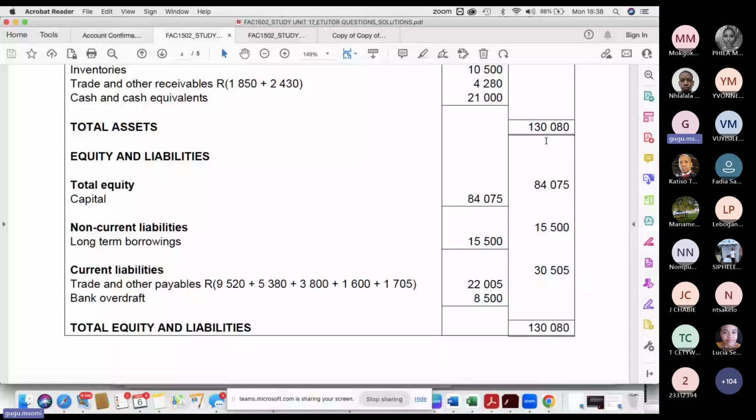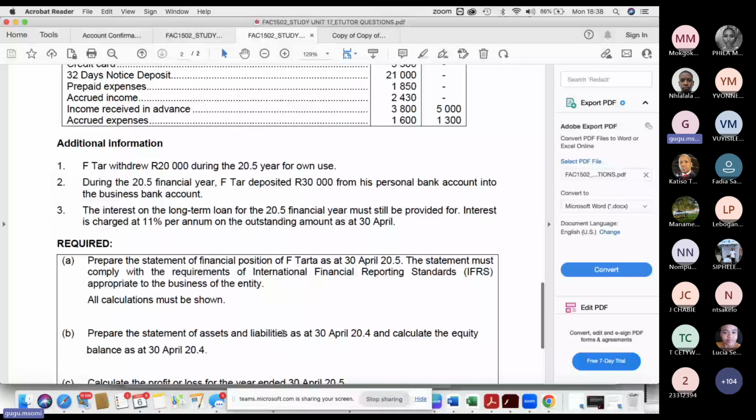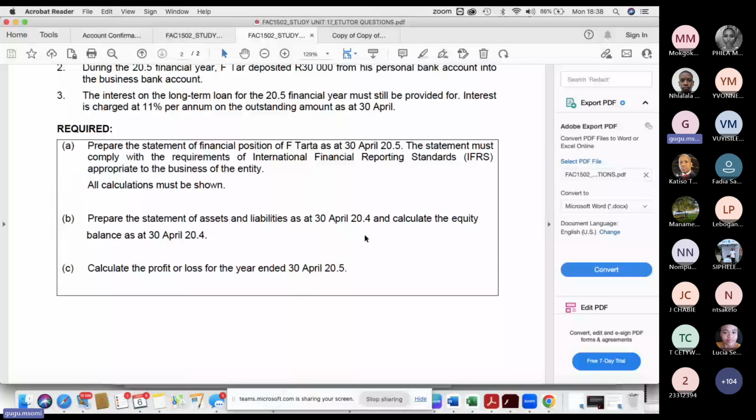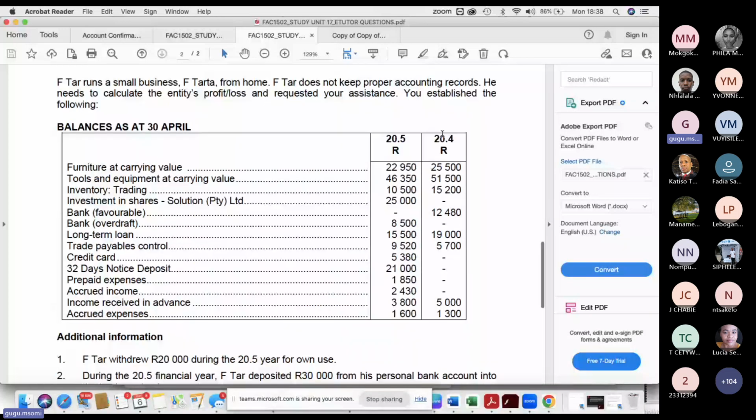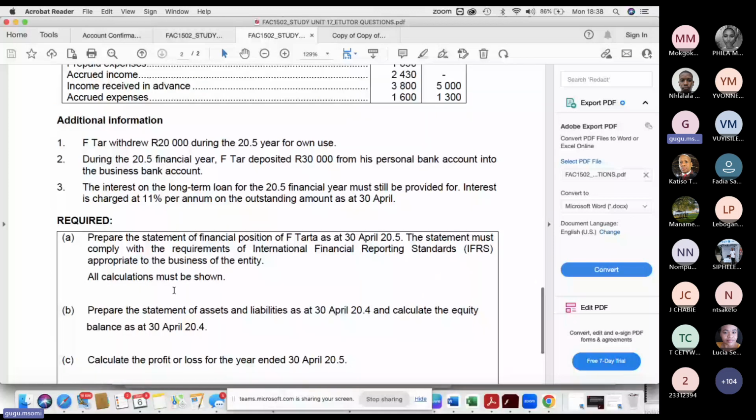So if we move on to question 2, part B of this question, it says, prepare the statement of assets and liabilities as at 30 April 2004 and calculate the equity balance as at 30 April 2004. Careful, it's 2004. So it's asking us to do for 2004 what we have just done for 2005, but not in a statement of financial position template, in a statement of assets and liabilities, which basically means you're listing your assets and your liabilities.